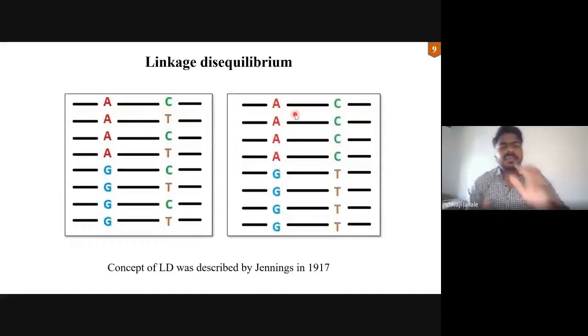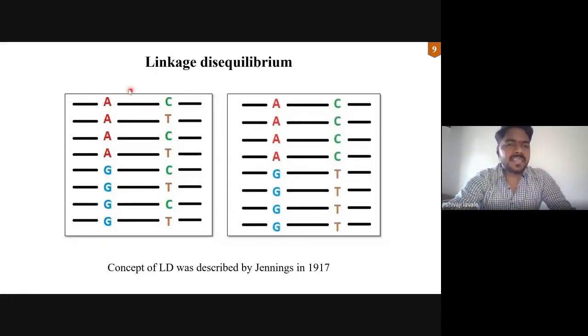So I said that association mapping is based on linkage disequilibrium. So let's see what linkage disequilibrium is. Let's consider two loci. At the first locus, there are two alleles, A and G. At another locus, there are two alleles, C and T. In any population, if all the alleles from one locus are free to segregate with any of the alleles from another locus, then that population is said to be at linkage equilibrium.